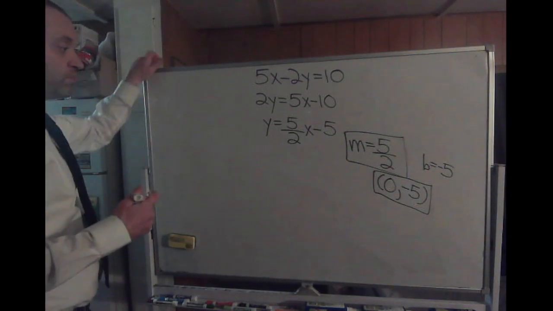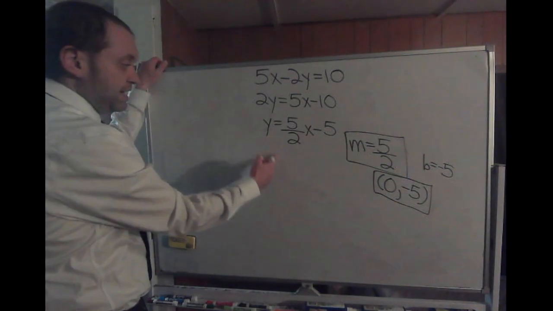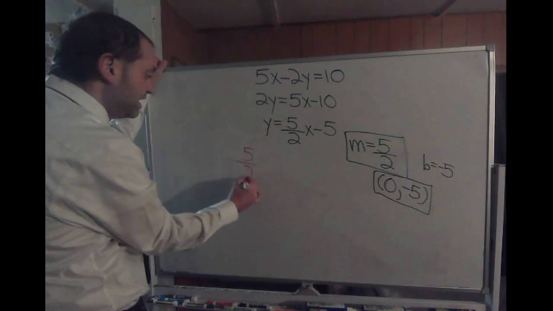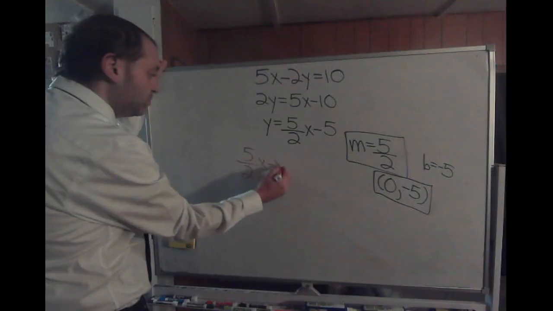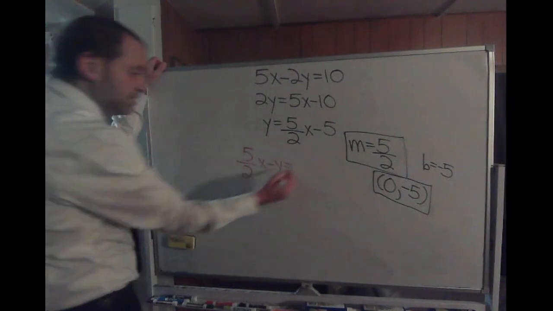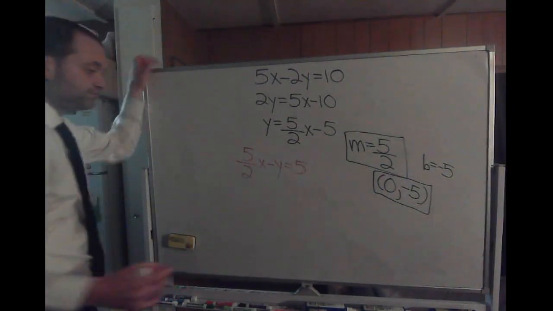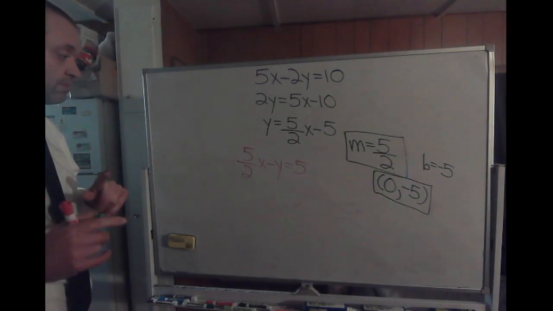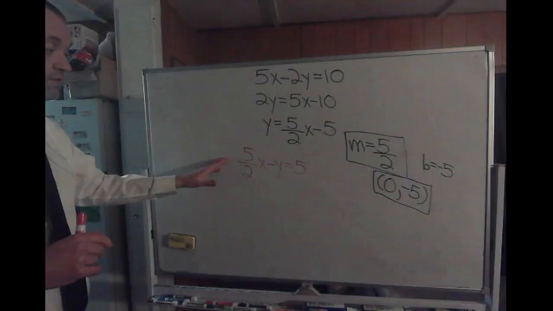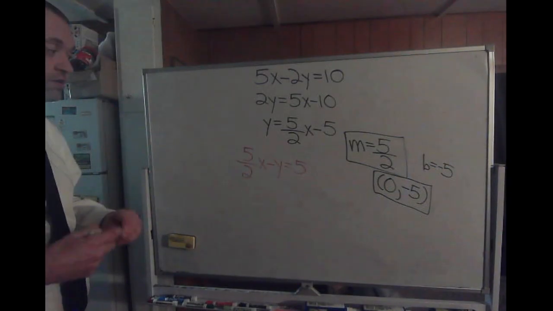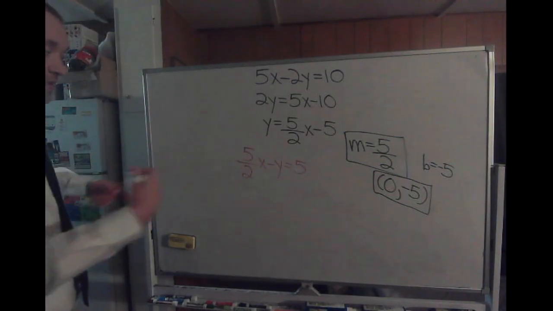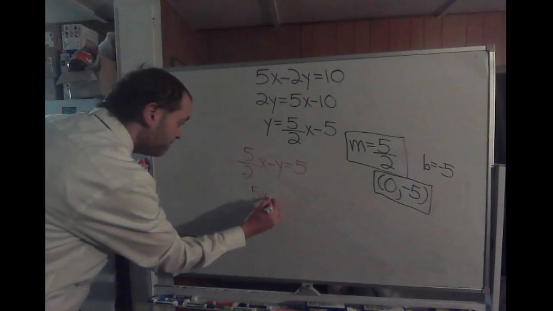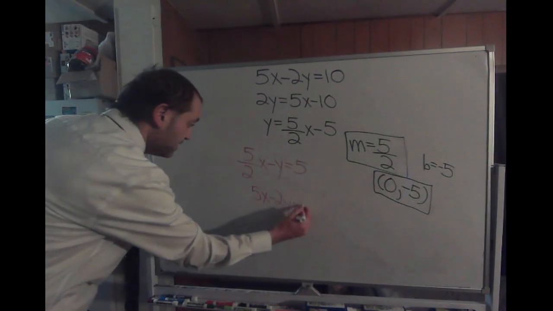So you're going to subtract y from both sides. What you would end up with to start with is 5 halves x minus y, then move the 5 over to the other side, would equal 5. Well, in order for it to be back in standard form, we can't have a fraction or a decimal for a coefficient on the x or y terms. So now multiply everything by 2 to get rid of the fraction. You would have 5x minus 2y equals 10.